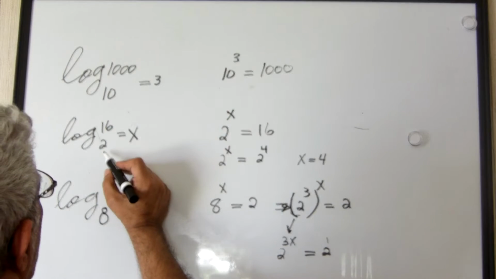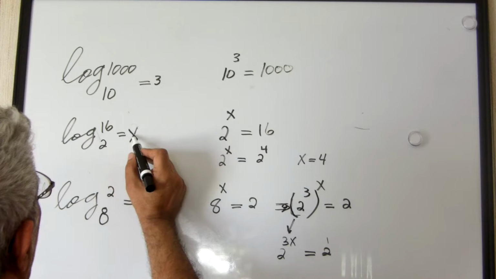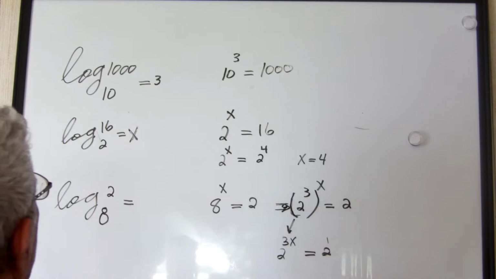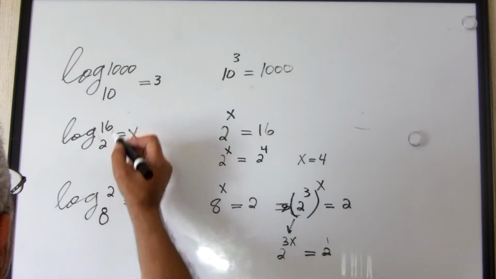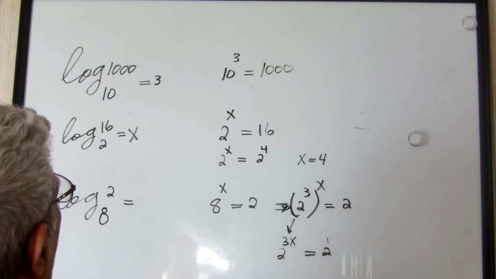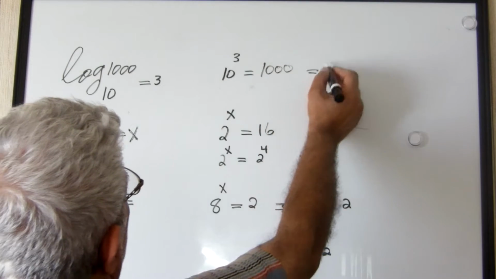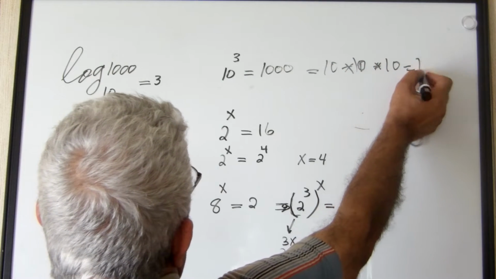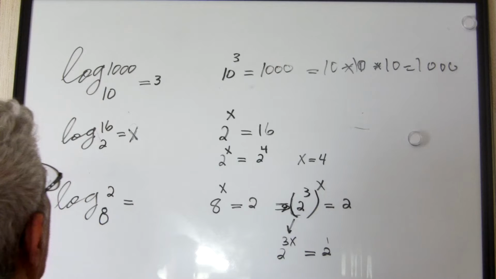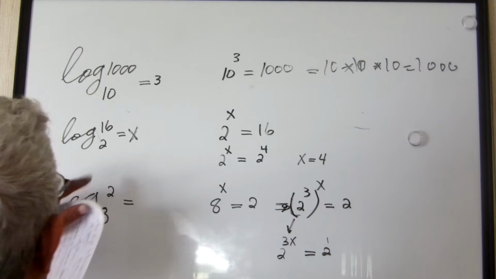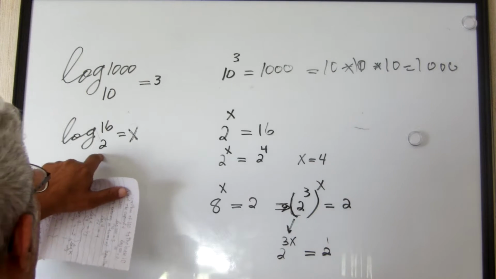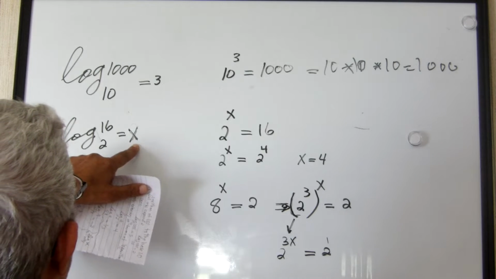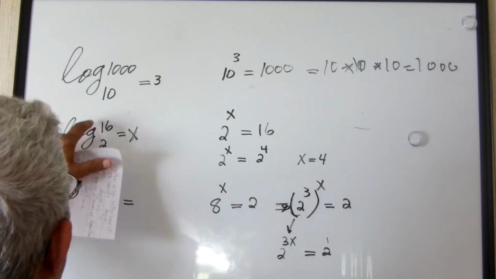And how about this one? This one, base to the power of this one is equal to 16. You know, 10 to the power of 3 means 10 times 10 times 10 is equal to 1000. So what we do, the base of this one is going to be raised to the power of this number, and the result is going to be 16.